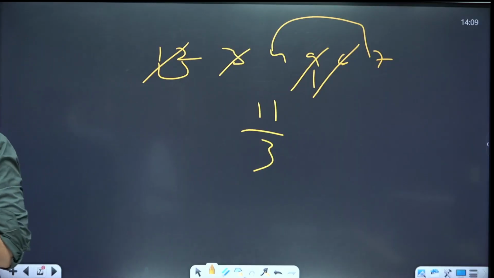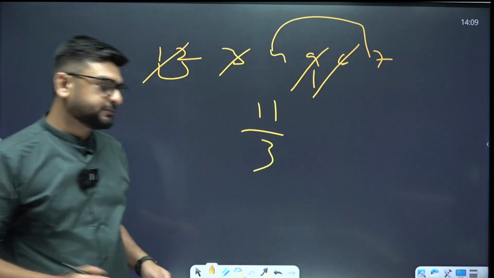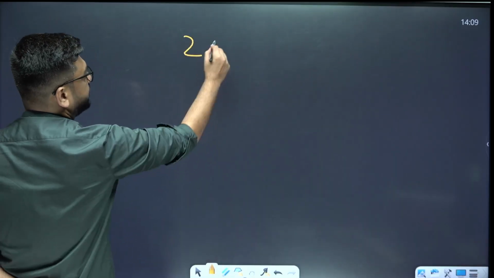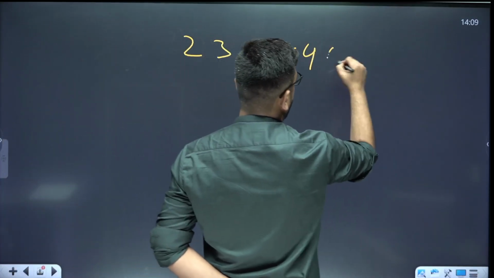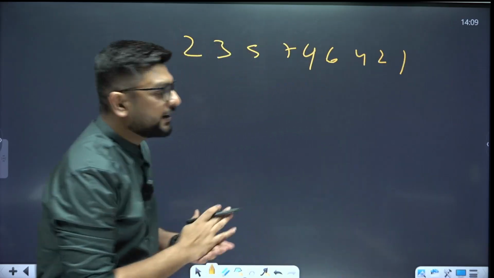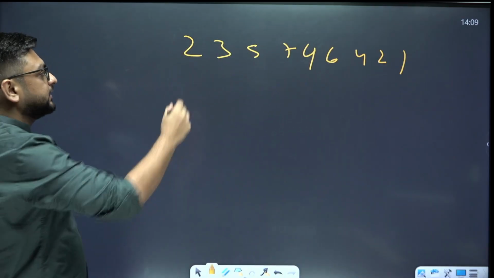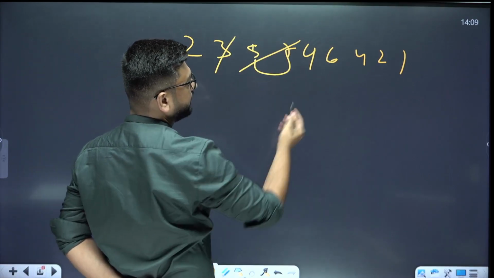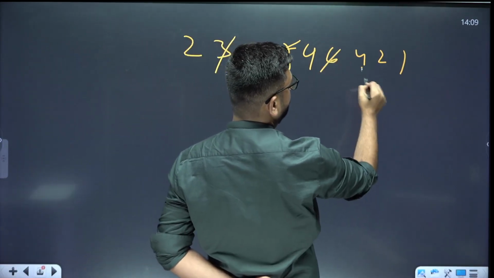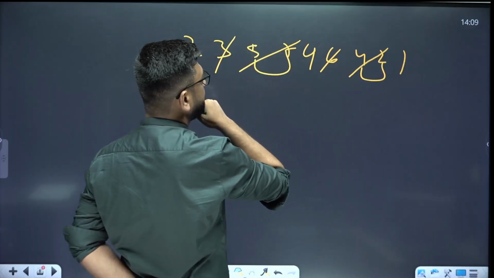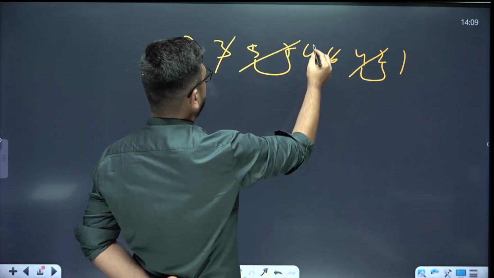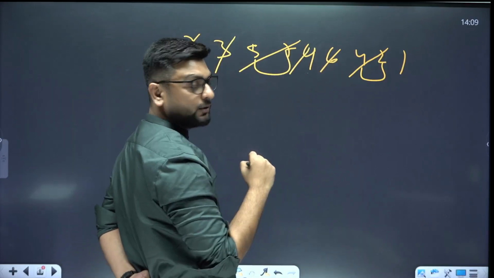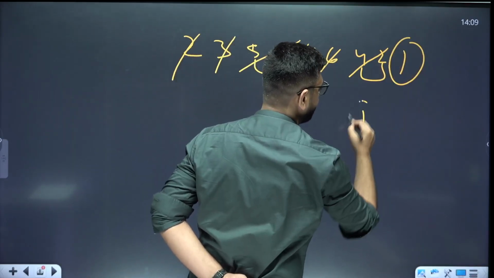All right. Now, next part, you do it. 2, 3, 5, 7, 9, 6, 4, 2, 1. Just try to do it. How to do it? First find 3, then find 5 plus 7, 12, cut it down. Then we have 6, cut it down. 4 plus 2, 6, cut it down. We are left with 4, and then 4, 2, 6, cut it down. We are left with only 1. So the remainder would be 1.